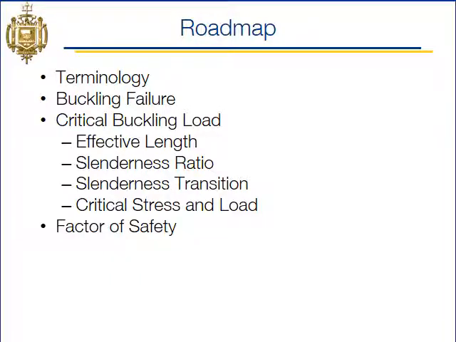Here's the roadmap for our lecture. We're going to talk about some terminology, then buckling failure, and then we're going to talk about the critical buckling load, which involves finding the effective length, the slenderness ratio, looking at the slenderness ratio transition, and then the critical stress and load. And once we figured all that out, we will go ahead and talk about and calculate factor of safety.